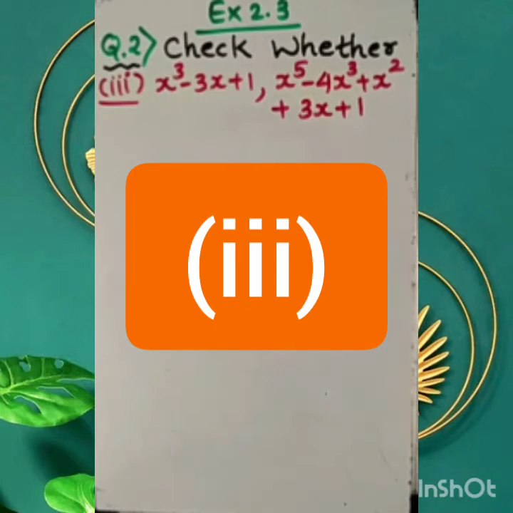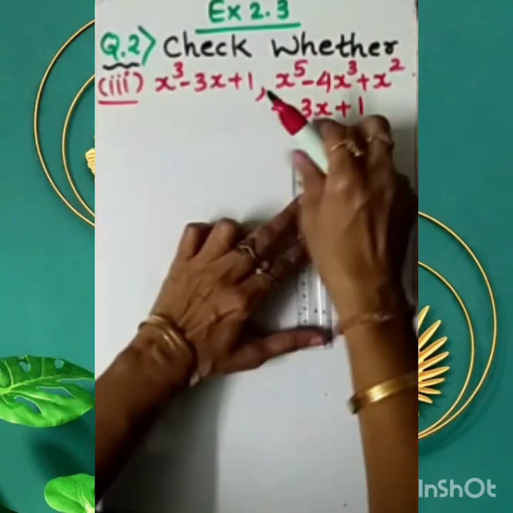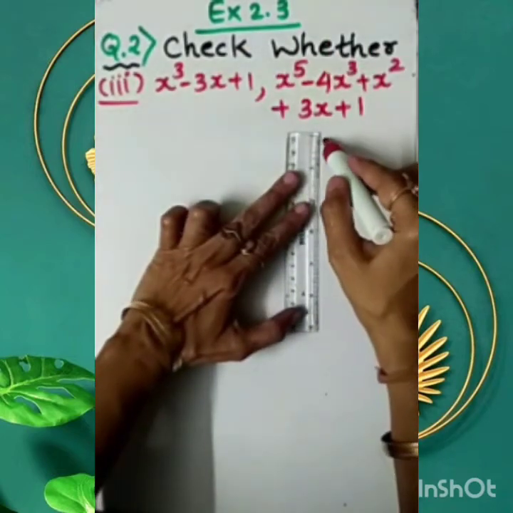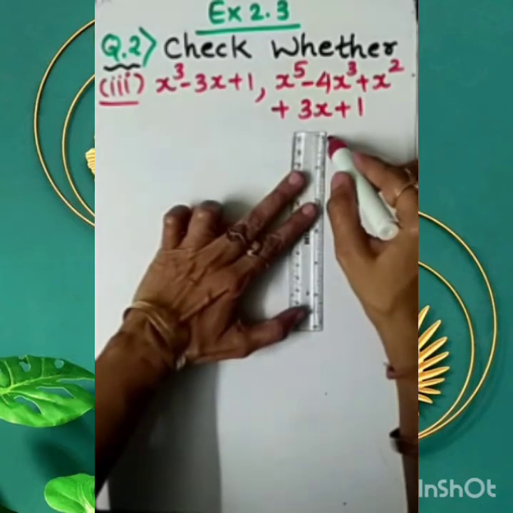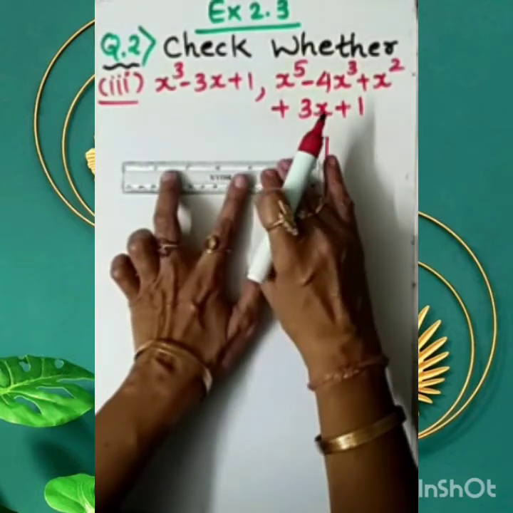So my dear student, here the third one is in front of you. x cube minus 3x plus 1, and another polynomial is x to the power 5 minus 4x cube plus x square plus 3x plus 1. Quite easy. As usual, you know dear student, this is a trinomial. We are going to multiply the term with the trinomial. Fine. So let me make a separation here.